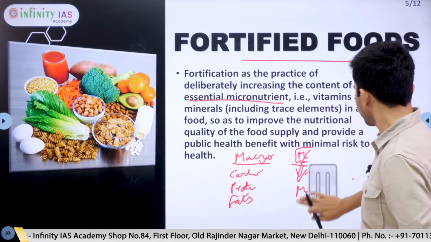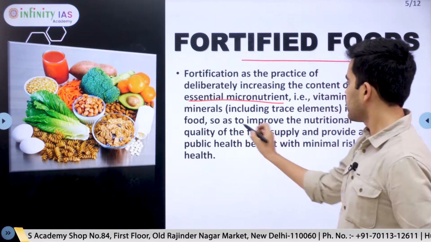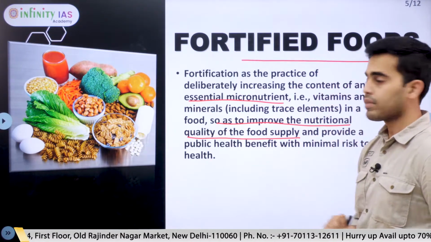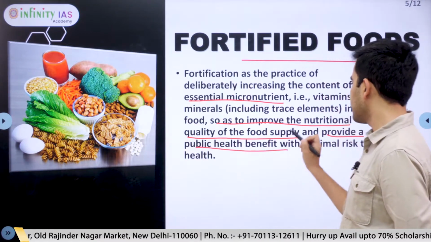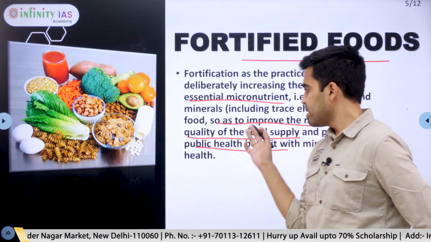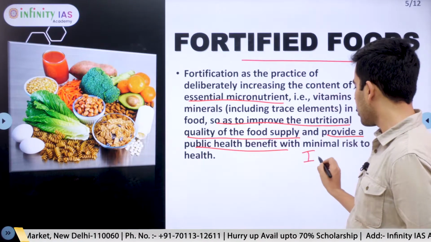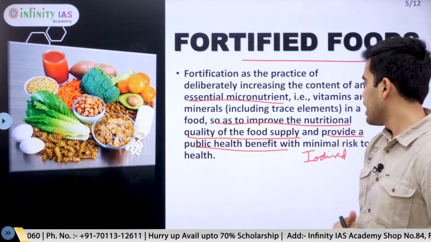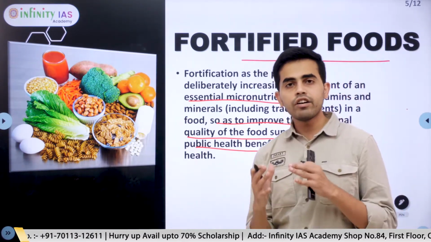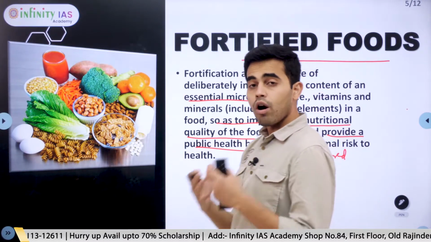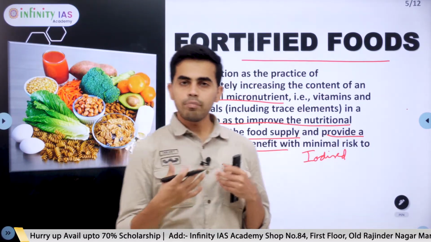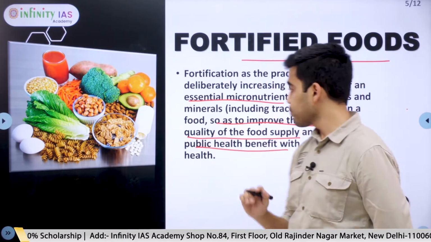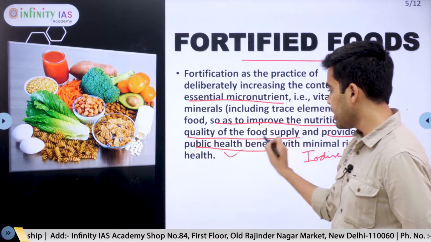Next comes, so as to improve the nutritional quality of the food supply and provide a public health benefit. So we'll take the example of iodized salt. After addition of iodine, it has improved the quality of food supply, that is the quantity of iodine intake by the population has increased because we have added iodine in the salt. So it has resulted in a public health benefit.